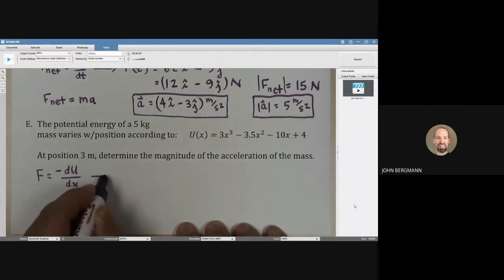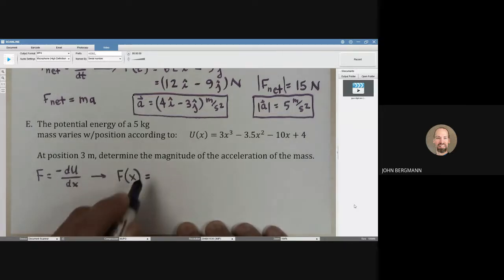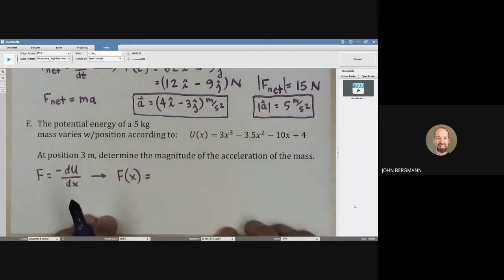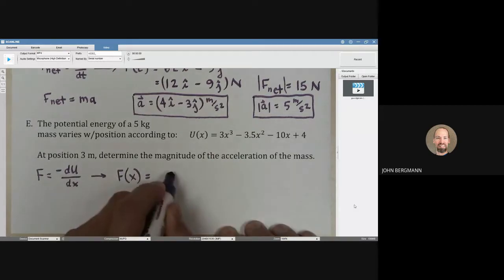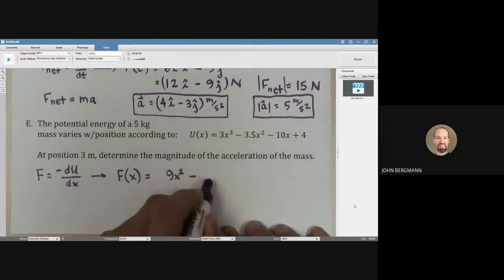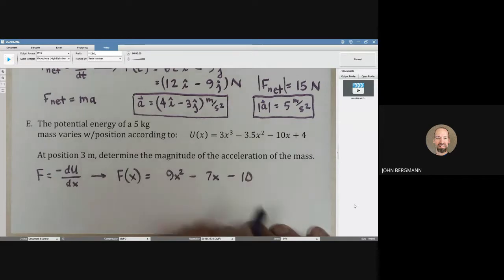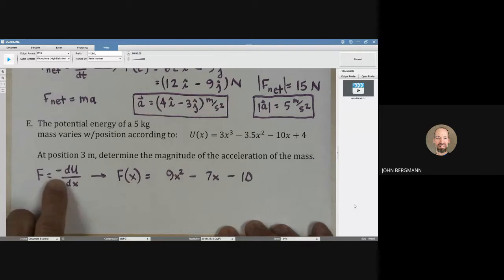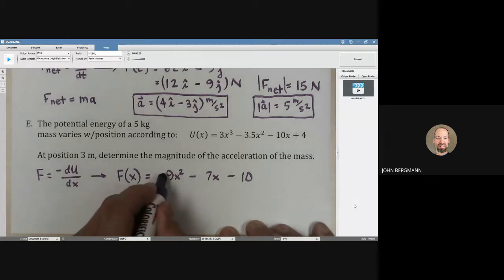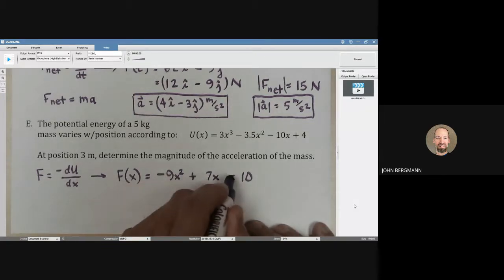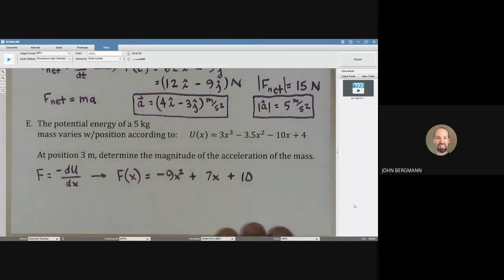So first, let's differentiate this with respect to x. If we just differentiate that, we're going to get 9x squared minus 7x minus 10. Now that's just taking the derivative, but we need to take the opposite of that. So I need to change the signs of all these. Change that to negative, change that to positive, change that to positive.